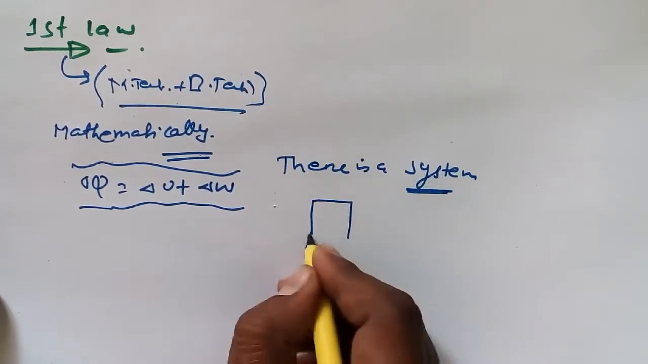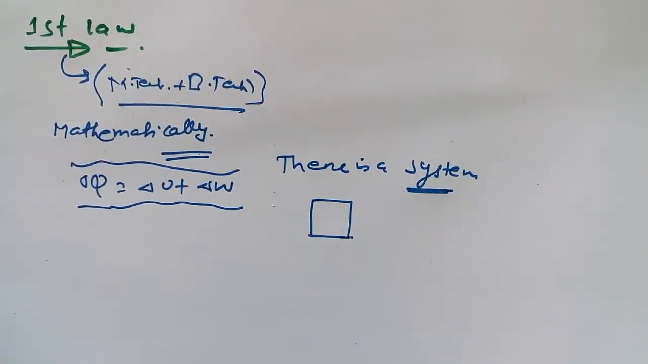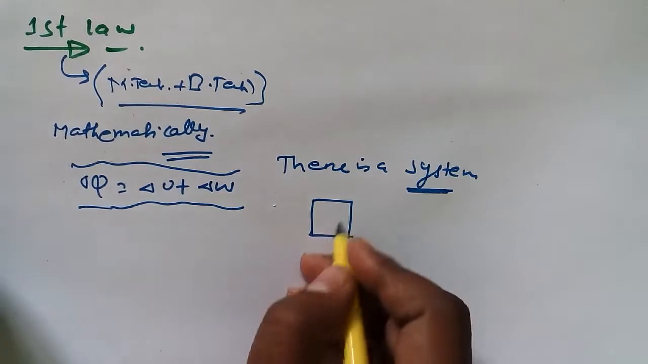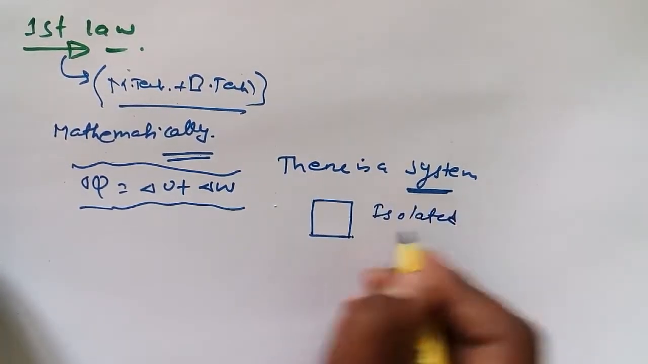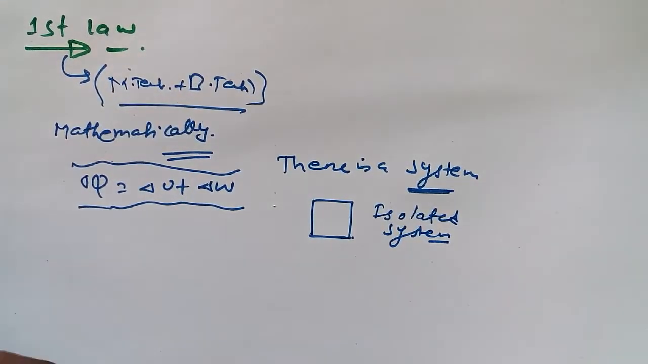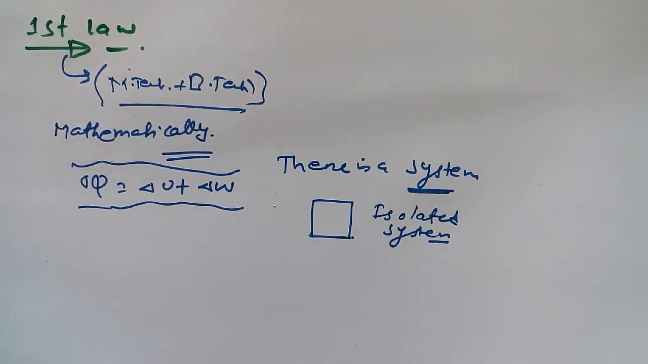Suppose that this is a system. So what is a system? Anything on which our consideration or attention is focused is known as a system. If there is a system and this is an isolated system, that means neither mass nor energy can transfer from the system to the surroundings, or from the surroundings to the system. So this is known as an isolated system.